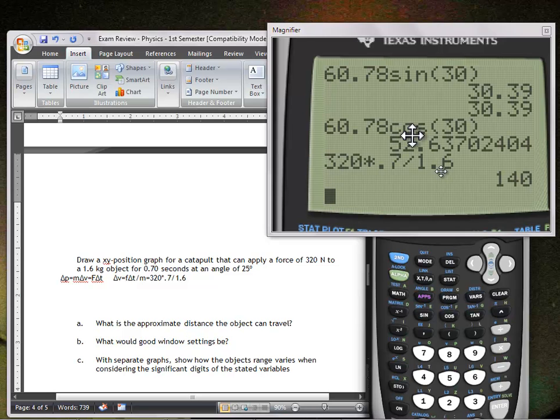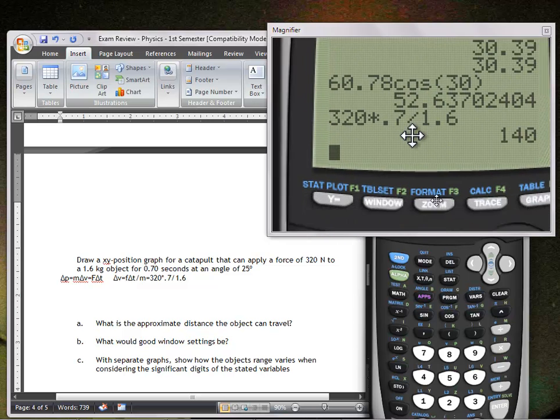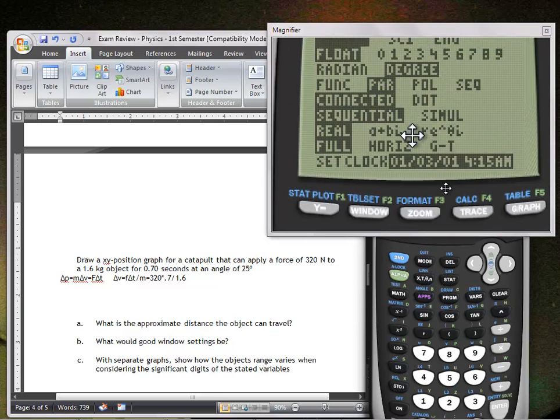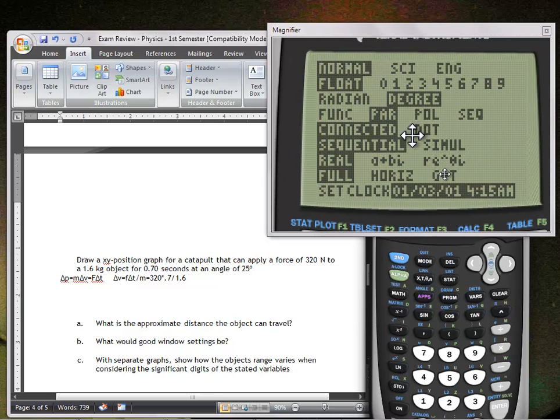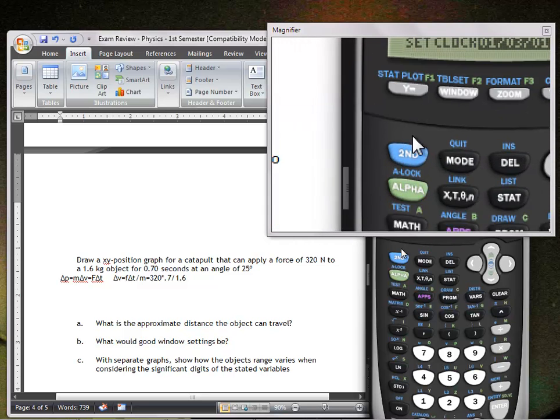So now we can go to the y equals screen. Before we do that, make sure that you have hit mode, and that you are in parametric mode, and also that you're in degree mode. Parametric is what allows you to do x equals and y equals equations, and degree mode is because we're going to use an angle that's in degrees and not radians. So then press the y equals button.